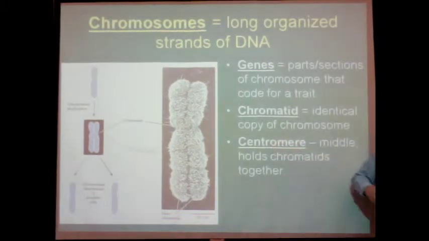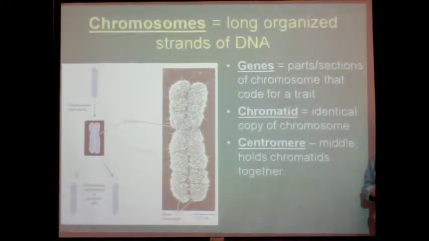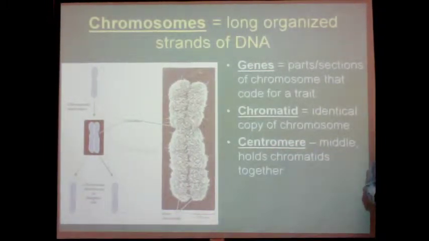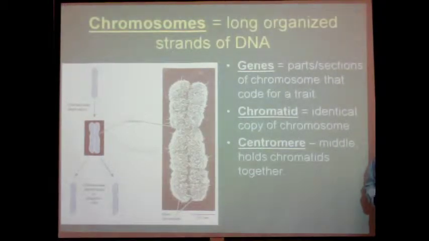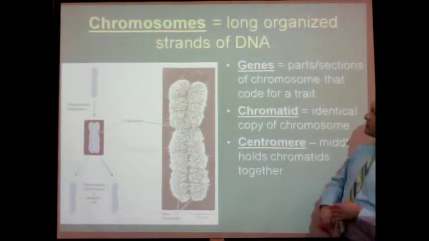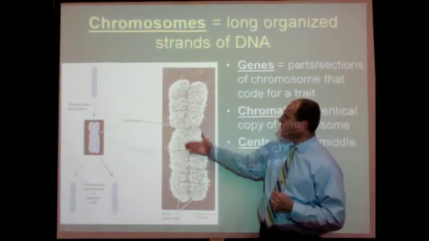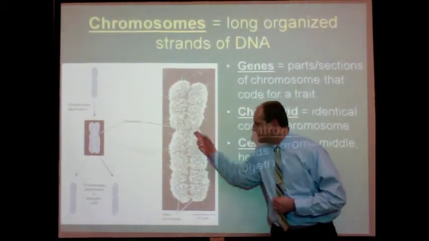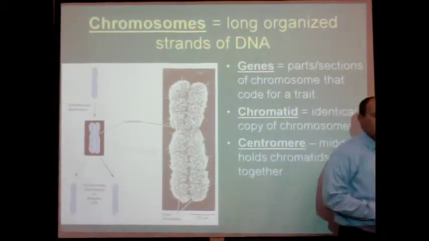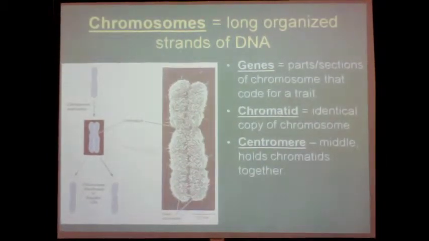So on the left side, write centromere. And on the right, it's the middle that holds these chromatids together. So we have one single chromosome, an identical copy, makes two chromatids held together here at the centromere. Centromere.